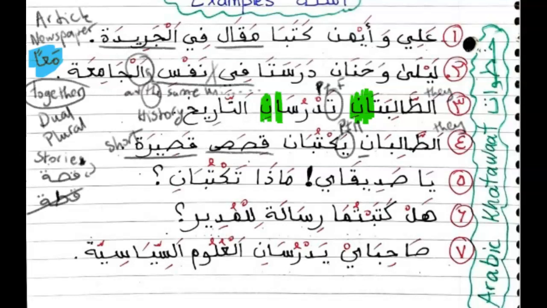يا صديقاي. The fifth sentence. يا صديقاي. Oh, you, my friends. My two friends, basically. We're saying صديقاي. ماذا تكتبان؟ What are you writing? Or what do you write?